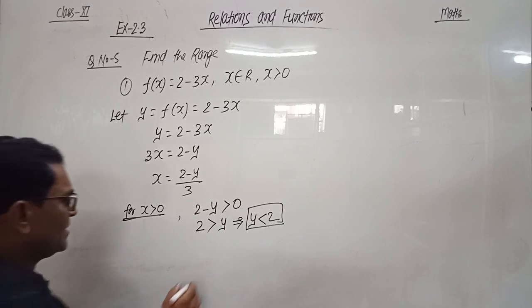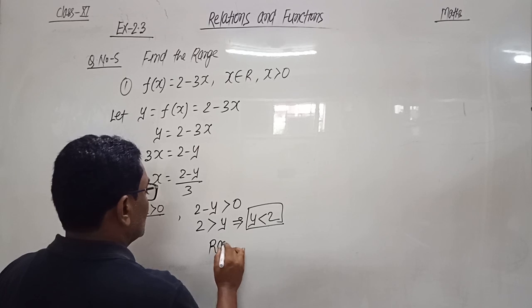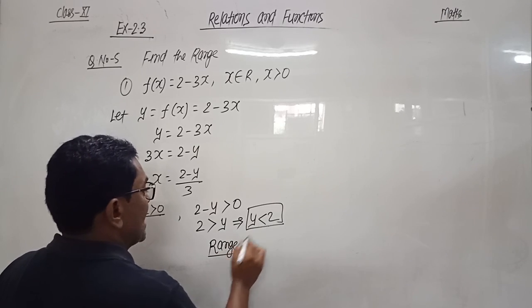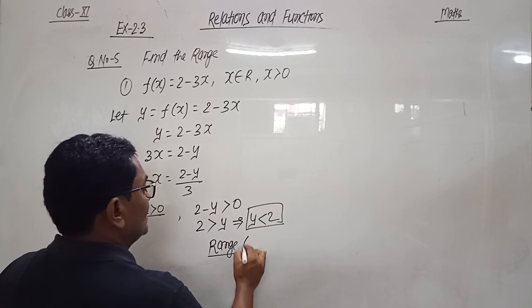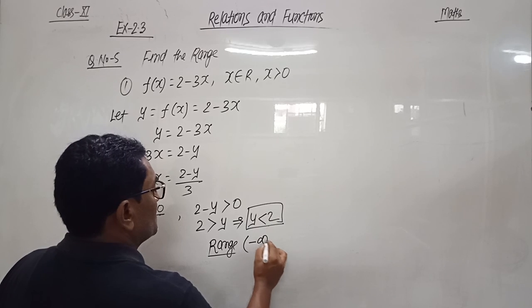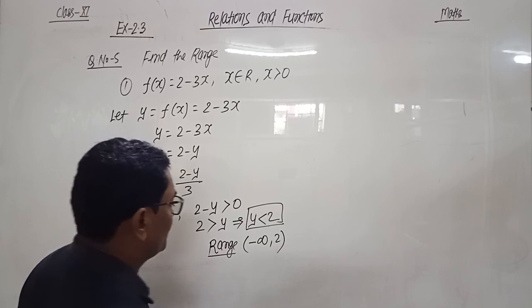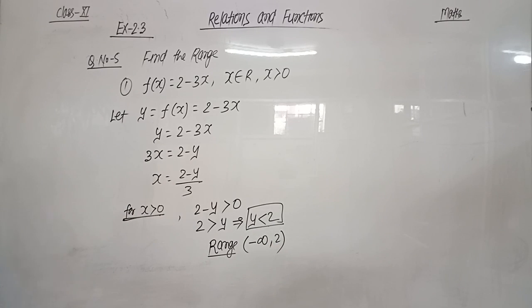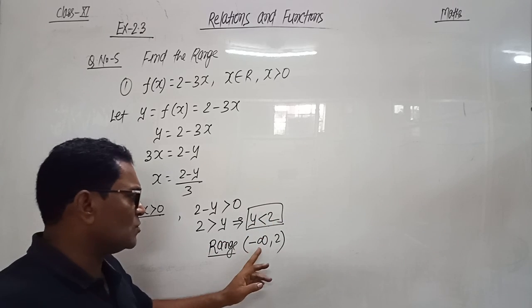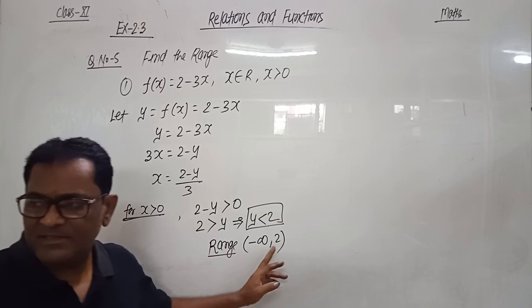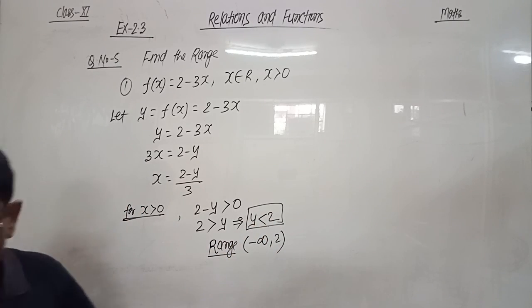So its range will be y is less than 2, which means the range is from minus infinity to 2. Y is less than 2 means from minus infinity to 2, with an open bracket.